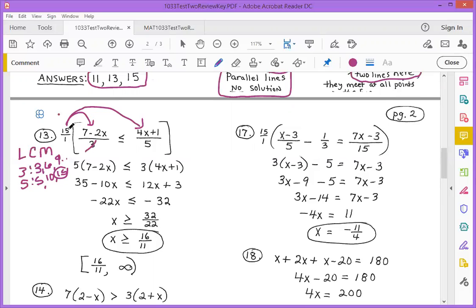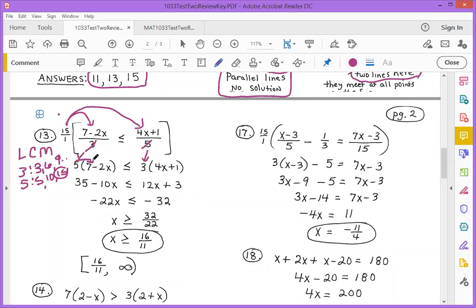And 3 goes into 15 5 times, so we get this 5 here. 5 goes into 15 3 times, so we get the 3 there, times the numerators. So we carry down the 7 minus 2x, and carry down the 4x plus 1.